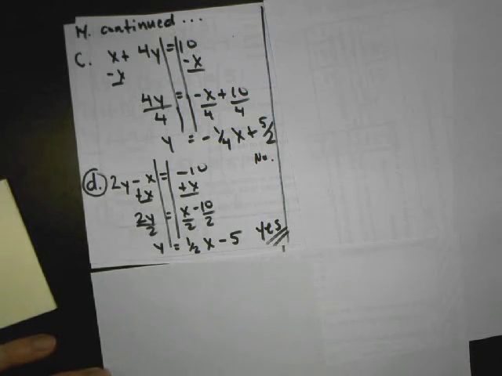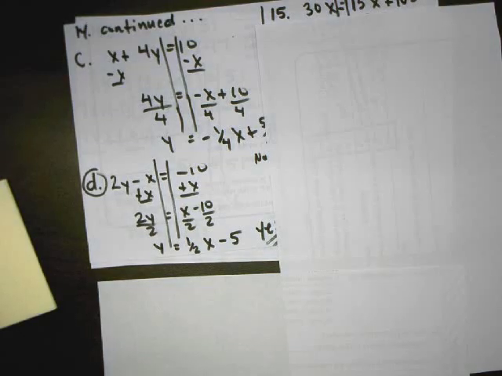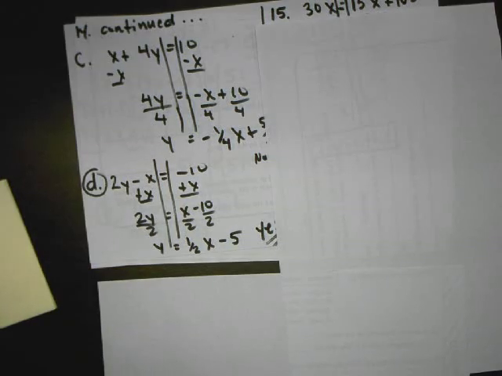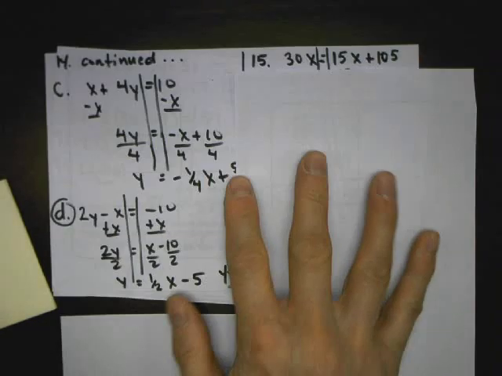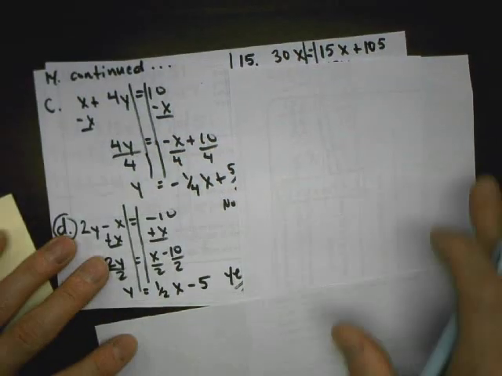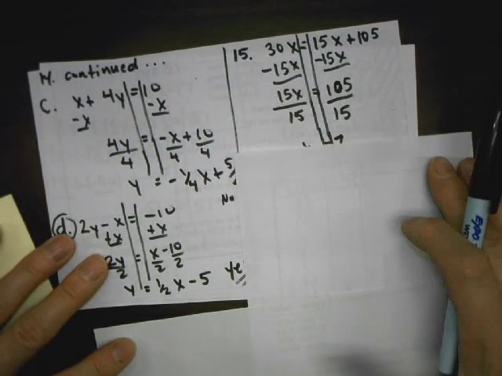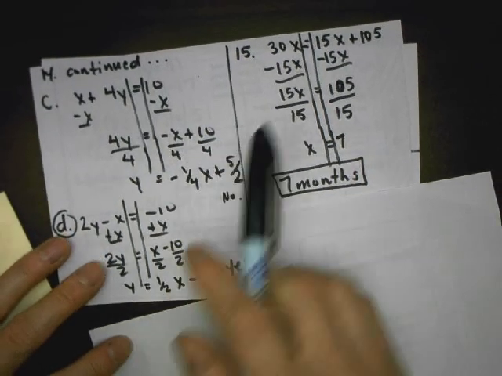Number 15 says, gym A charges $30 per month. That's 30x. X stands for the number of months. Gym B charges $15 per month, so per tells me the 15 goes next to the x. And 105 initiation. Initiation means a one-time deal, right? Just to get in. So I don't put that next to the x. So when I want to know how many months they are equal to each other, I set them equal to each other. And I solve. Subtract 15x from both sides, divide by 15, and I see that after 7 months these two will equal each other, or they will cost the same at that point.